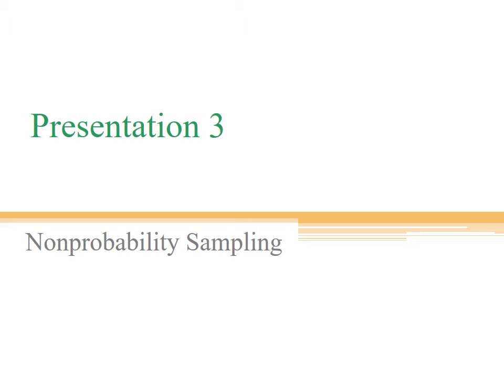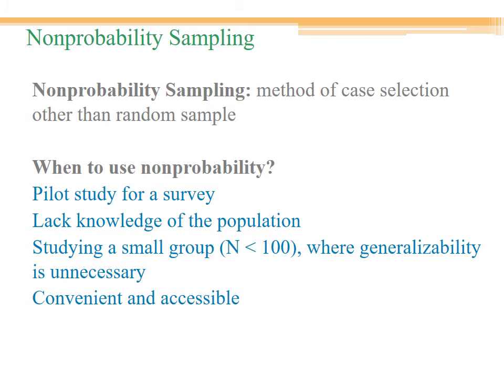This is presentation 3 on non-probability sampling. Non-probability sampling is a method of case selection other than random sample. So why would we use non-probability sampling?